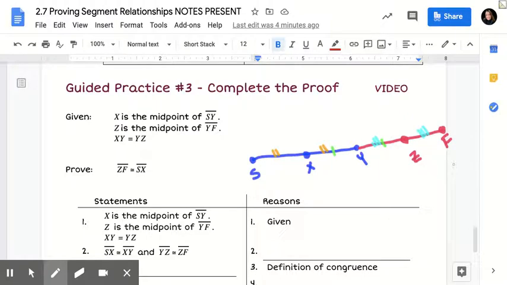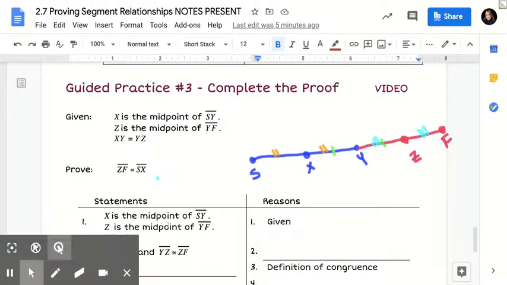Now visually, I can see that since these two both have green marks on them from our given information, and one of them also has 2 ticks and the other one has 3 ticks, then that would mean that this first segment and this third segment would also have the same measure, which is exactly what they're asking me to prove here. So what I need to do is go through the logical sequence to get there. So let's see how we get there.